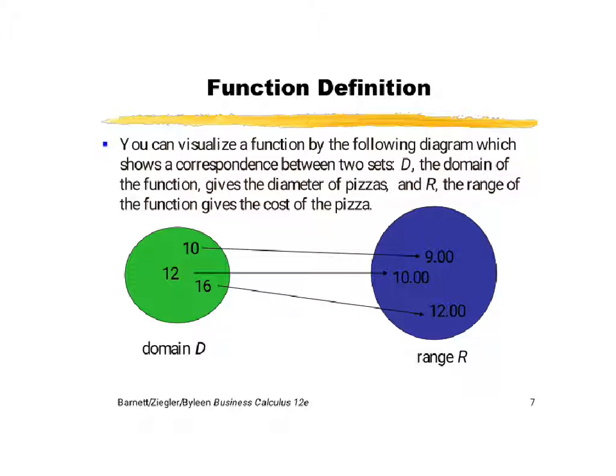Okay, so we can visualize the relationship here. It says you can visualize a function by the following diagram, which shows a correspondence between two sets: D, the domain of the function, which gives the diameter of pizzas, and R, the range of the function, which gives the cost of the pizzas. Notice that for each x value, 10, 12, and 16, we have one corresponding y value: 9, 10, and 12. So this represents a function.